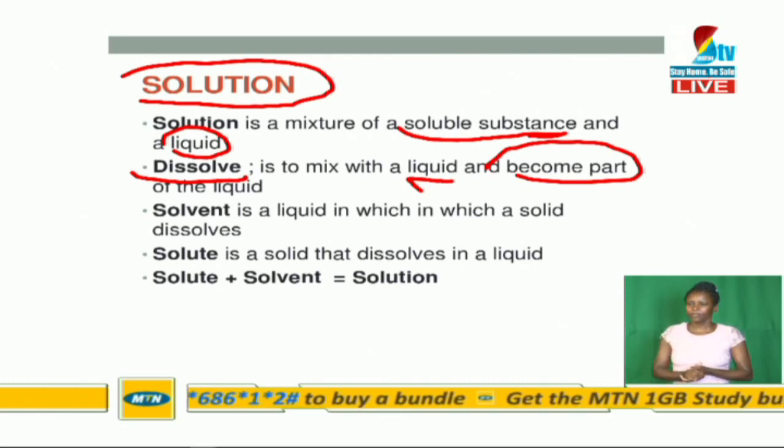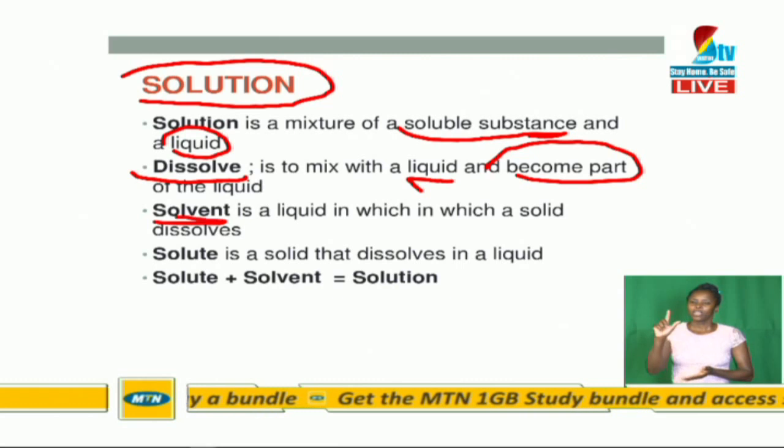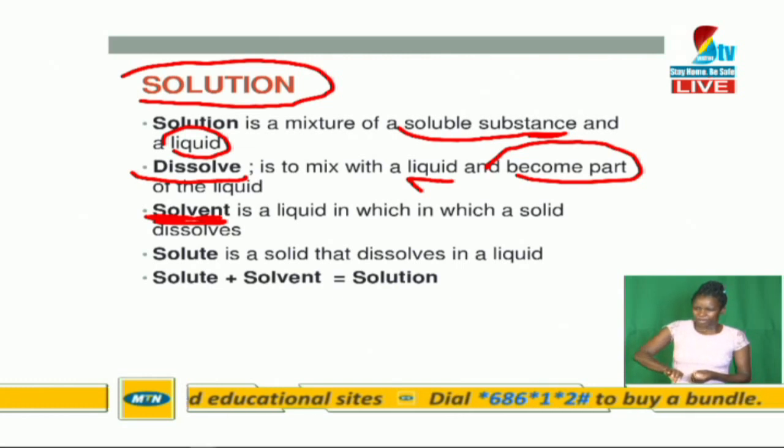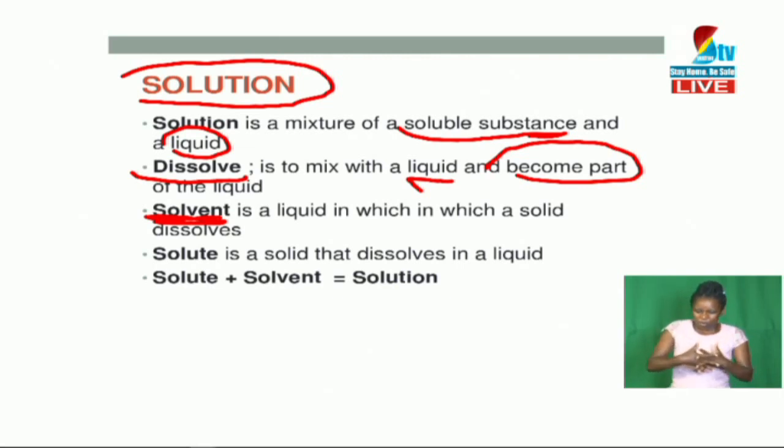So now in a solution we have what we call the solvent. Now what is a solvent? A solvent is a liquid in which a solid dissolves. We also have a solute. Now a solute, dear learners, is a solid that dissolves in a liquid. It is that solid which dissolves in a liquid, which means the solute is the soluble substance because it dissolves in a liquid.